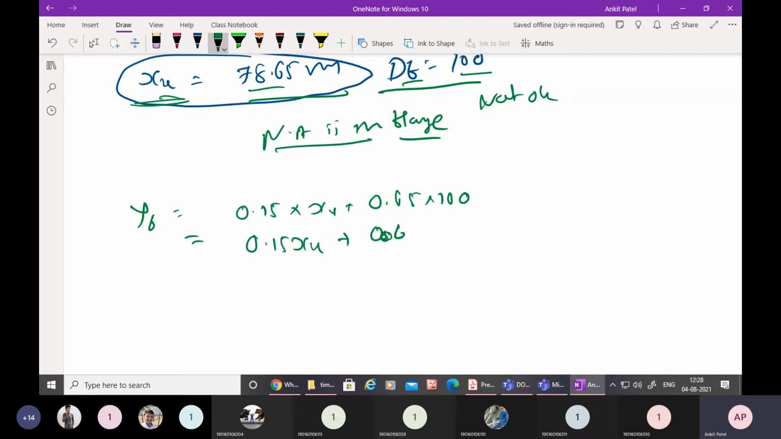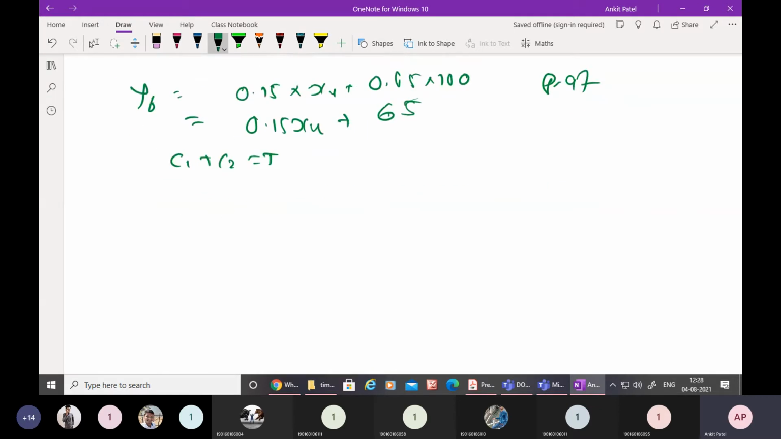You can write it down. Just a minute. This is your 65. So now this answer is with you, and this equation is given on page number 97 also, so you need not remember it, but the equation is very small, so you can easily remember it. Again calculate the same equation, C1 plus C2 is equal to T, and find the new XU.